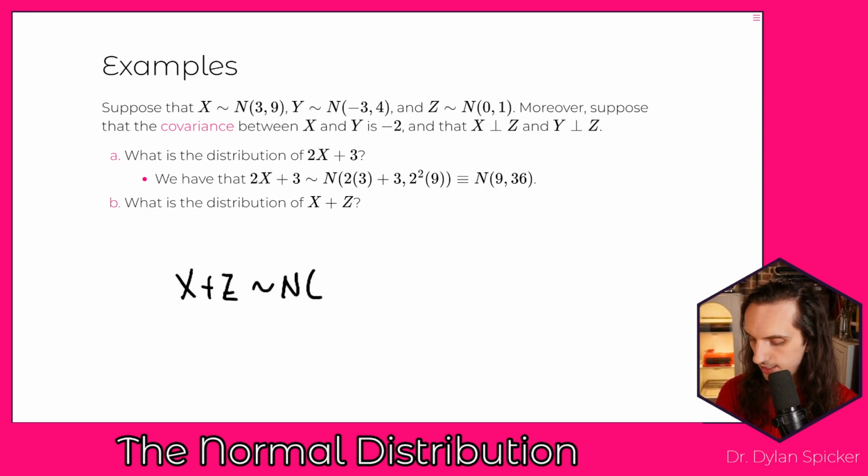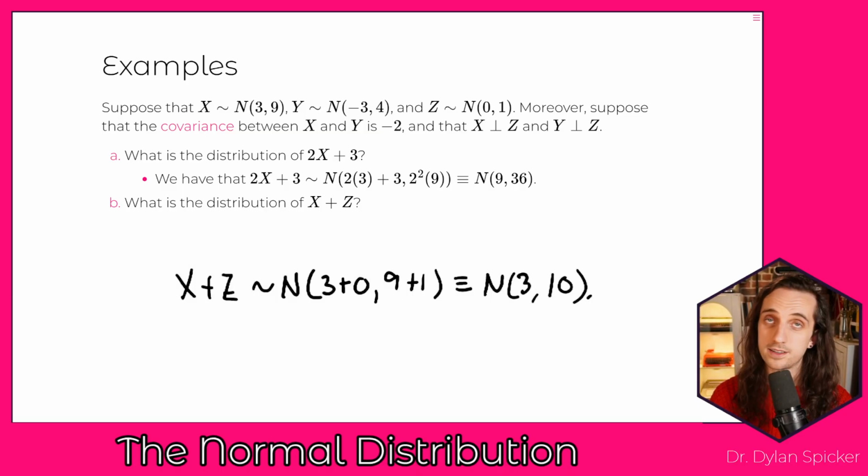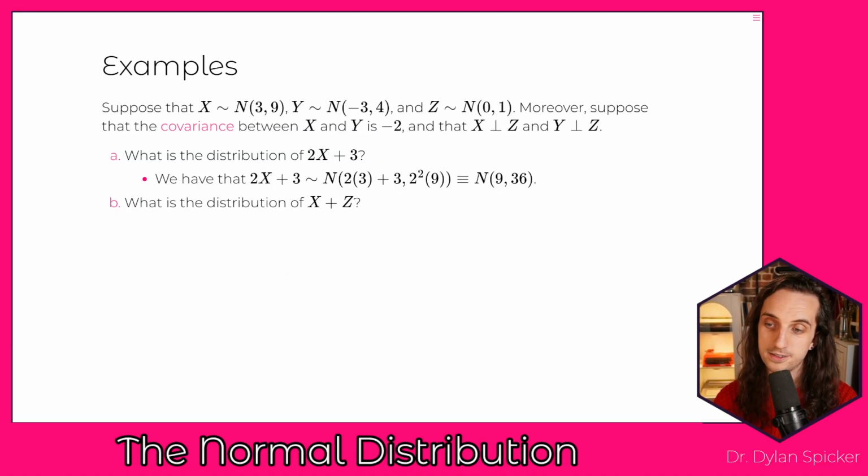The mean of x is 3, the mean of z is 0, the variance of x is 9, the variance of z is 1, and so this is going to give us a normal 3, 10 distribution. So it's still normal because they're both normal. We add their means, we add their variances because they're independent of each other.